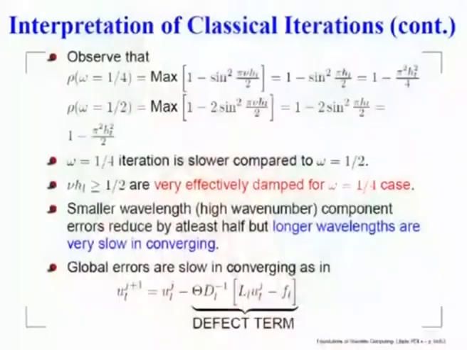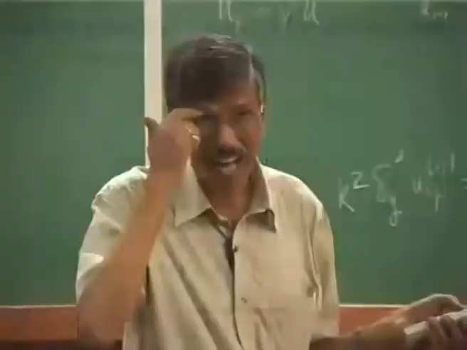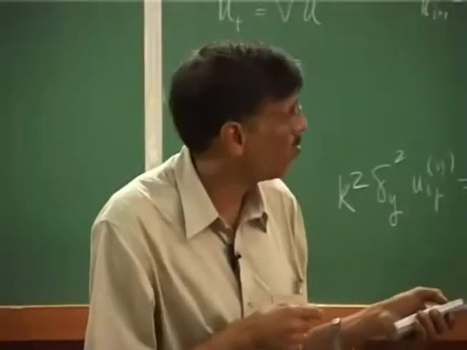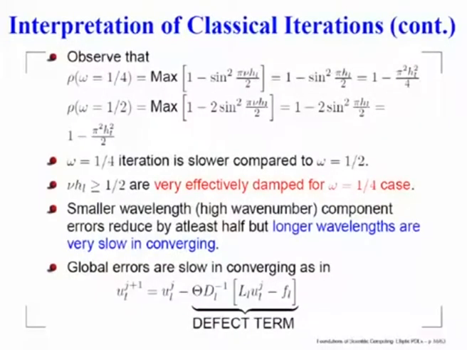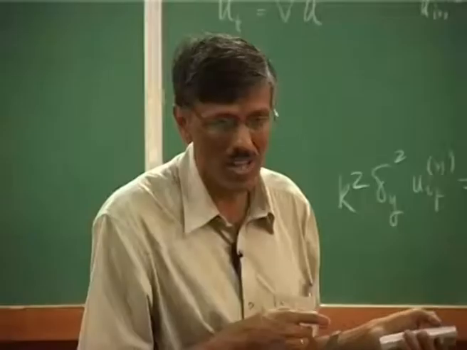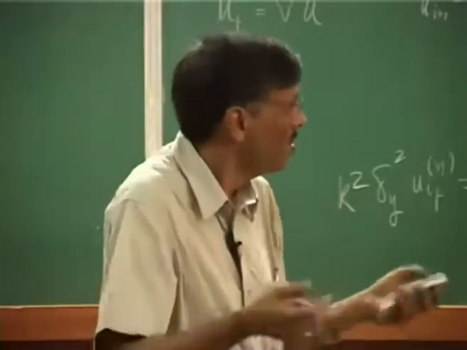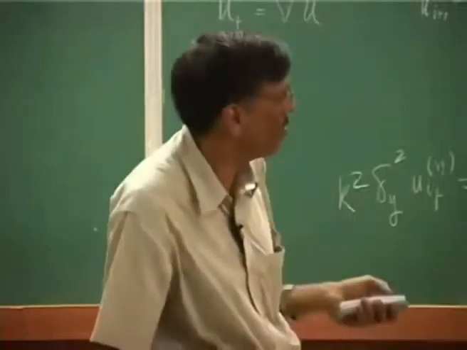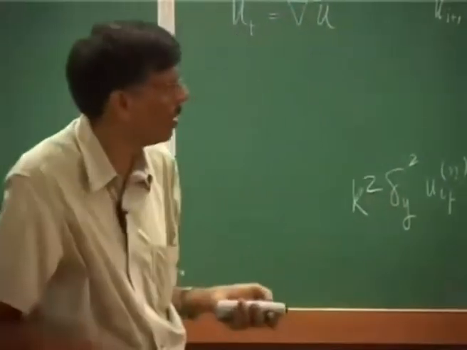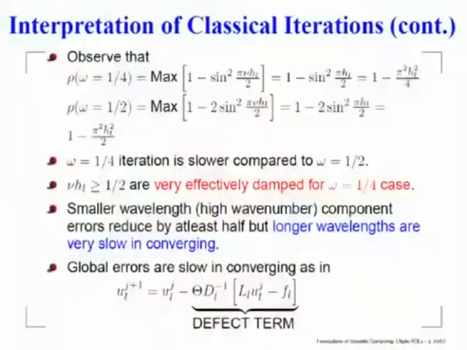So that comes out from this observation. You can see, because the spectral radius is directly proportional to h squared, and if h_L becomes smaller, so h_L squared becomes even smaller, so your spectral radius is very close to 1. You don't get any benefit even for this modern simple equation that we have. Whereas if you look at the case where you don't have any under relaxation, it is 1 minus 2 sine square pi h over 2.